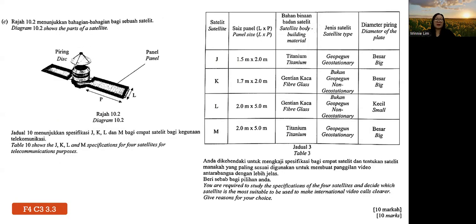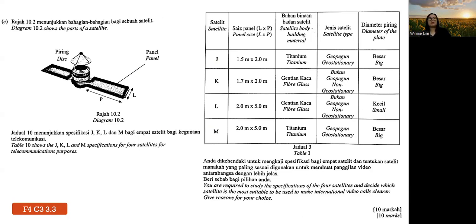Then part C is a 10 marks question. Diagram 10.2 shows the path of a satellite. Table 10 shows the J, K, L, and M specifications for 4 satellites for telecommunication purposes. You are required to study the specifications of the 4 satellites and decide which satellite is most suitable to be used to make a clear international video call, and give reason for your choice.